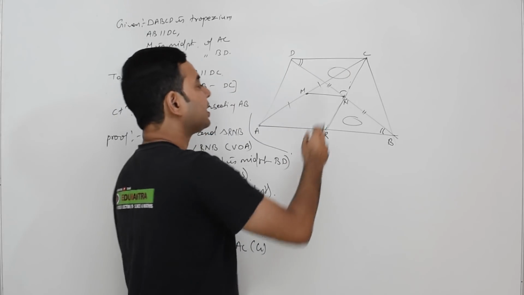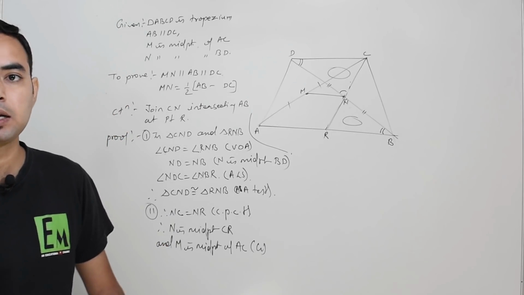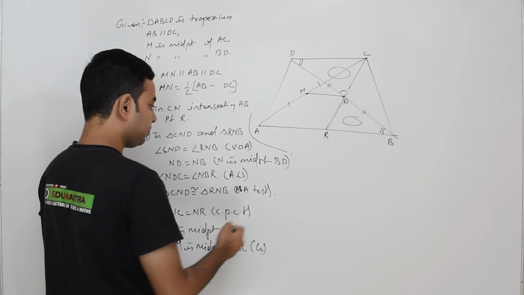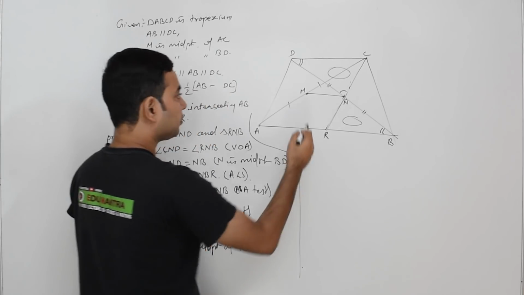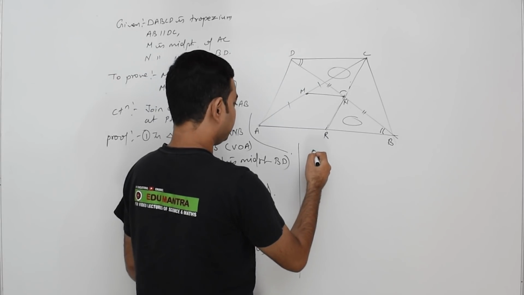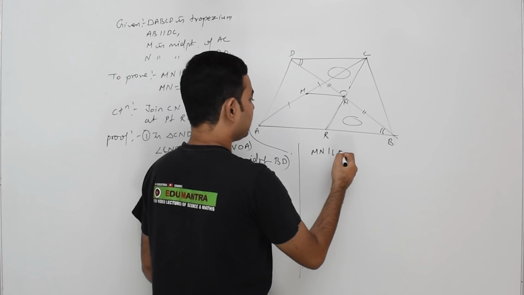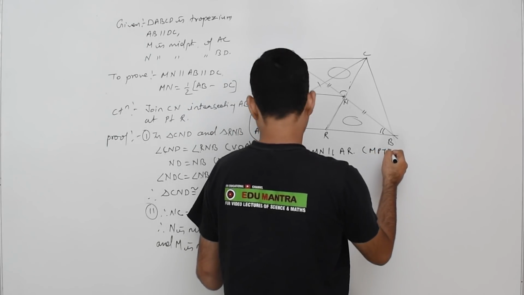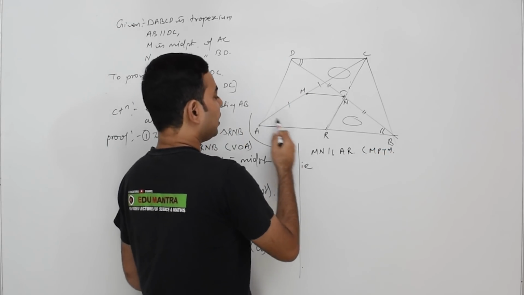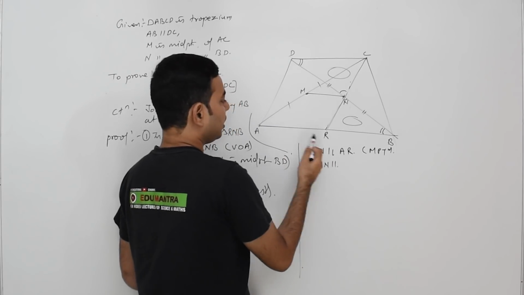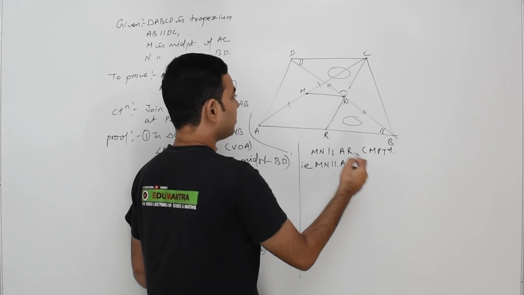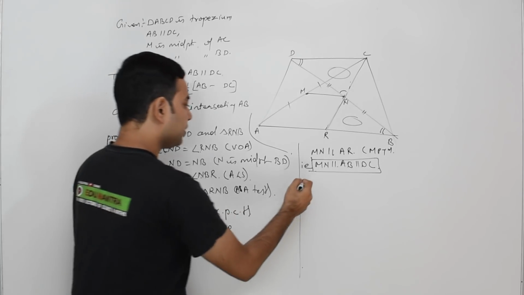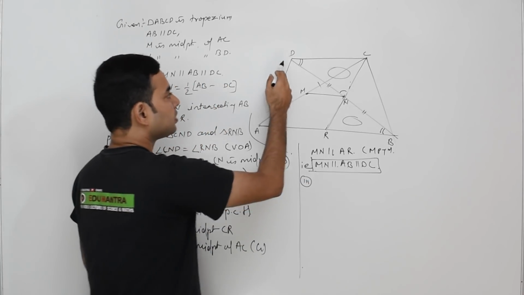In a triangle, the line segment joining the midpoints of two sides is parallel to the third side and half of the third side. It means that MN is parallel to AR, by the midpoint theorem. AR is nothing but line AB, and AB is parallel to DC. First one is proved.